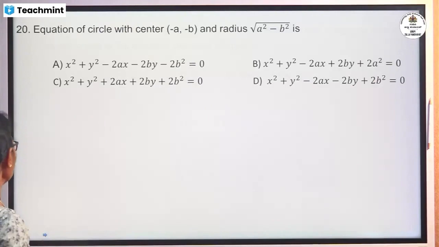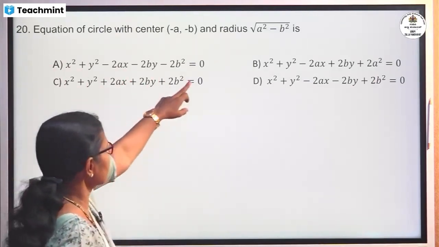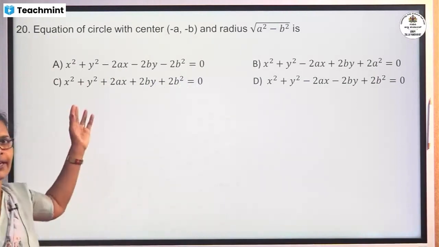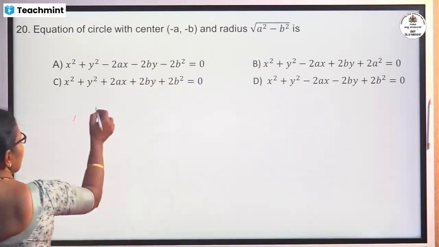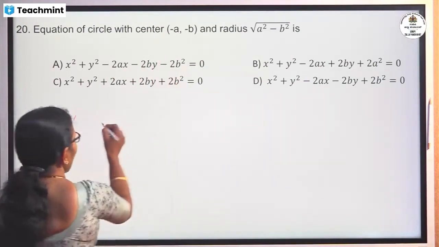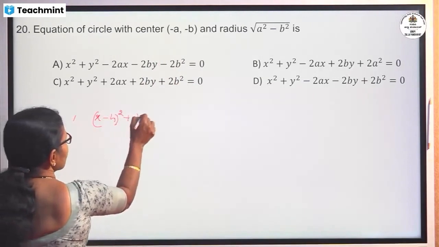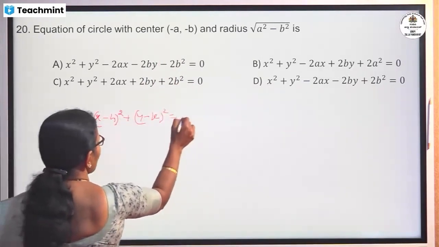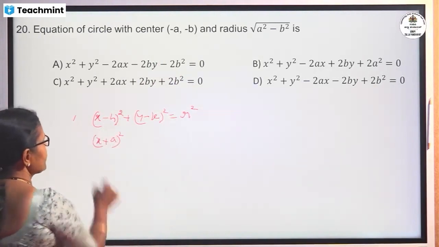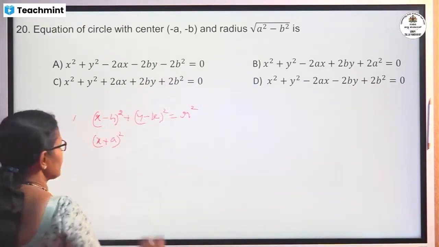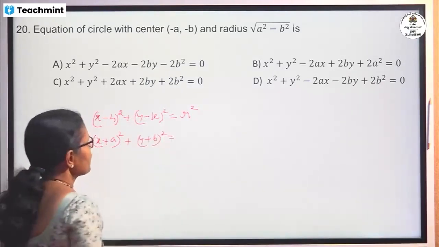Next question. Question number 20. Equation of the circle, center is minus a, minus b, radius... You know that it is in the textbook question in the exercise. Center is minus a, minus b. So x minus h whole square plus y minus k whole square is equal to r square. X plus a whole square plus y plus b whole square is equal to r square.